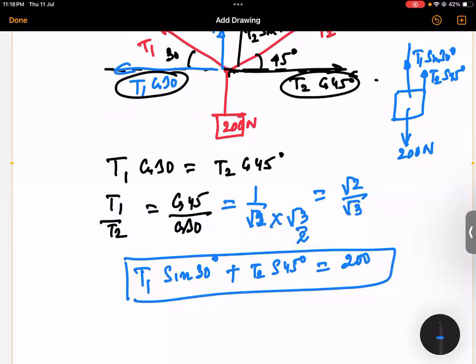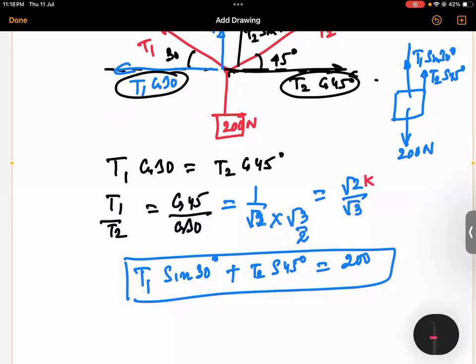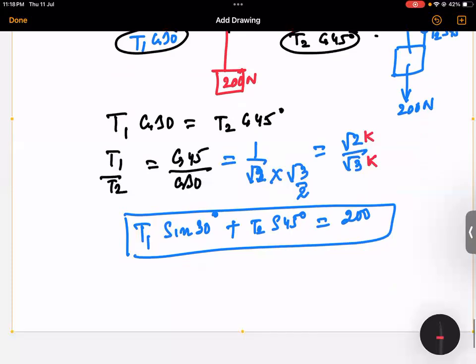So T1 by T2 equal to root 2 by root 3. These are ratios, so you can put a constant over here. This is K, this is K. So T1 is root 2K. Sine 30 is half. T2 is root 3K. Sine 45 is 1 by root 2, equal to 200.